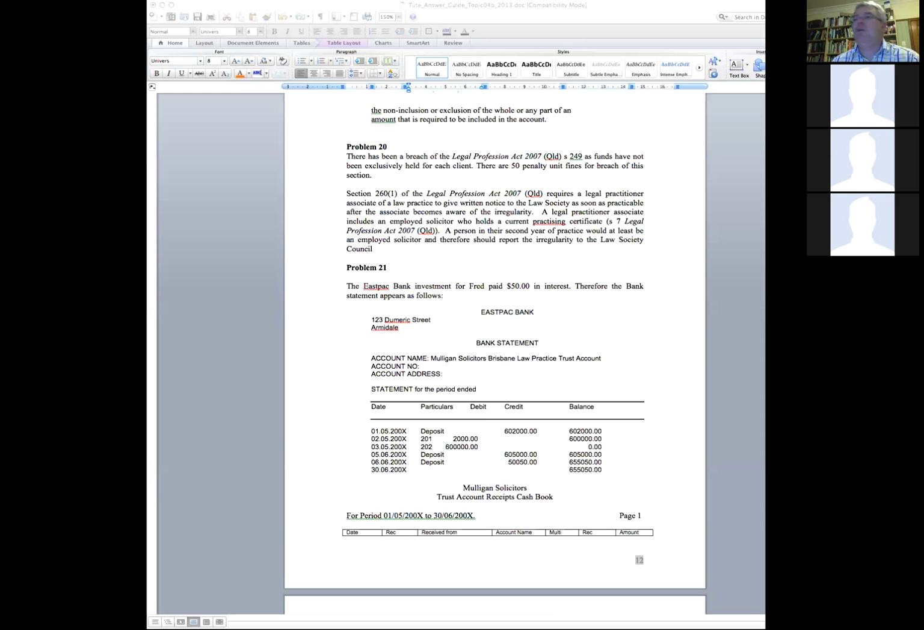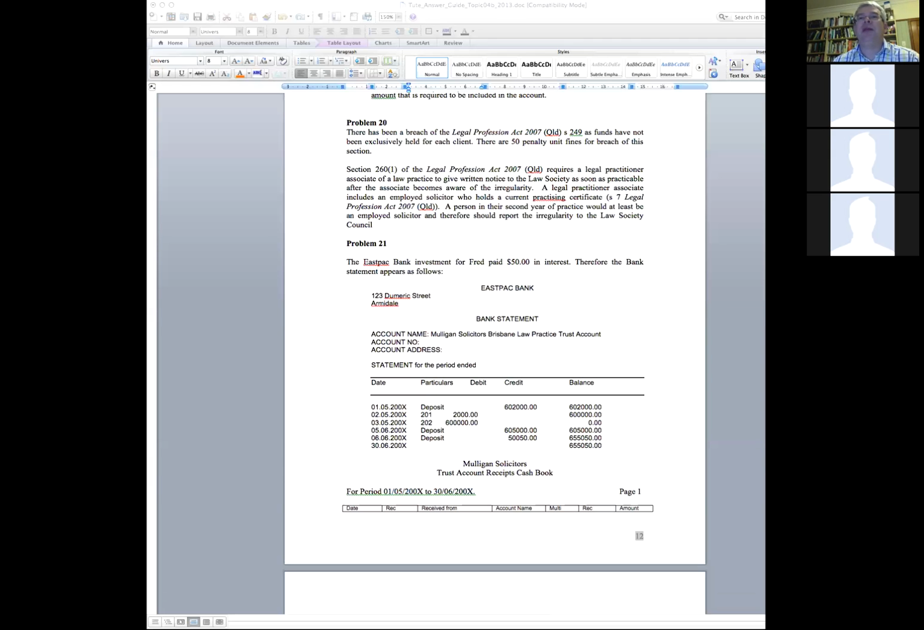Okay. All right. That brings us to problem 21. Now, problem 21 has got a bit in it, and we'll work our way through this. So you are a solicitor employed by Mulligan Solicitors Brisbane. Draw up the cash receipts book, cash payments book, trust ledgers, control money movements record, bank reconciliation statement. Now that always, the bank reconciliation statement always creates problems for students. So we'll have a look at that.